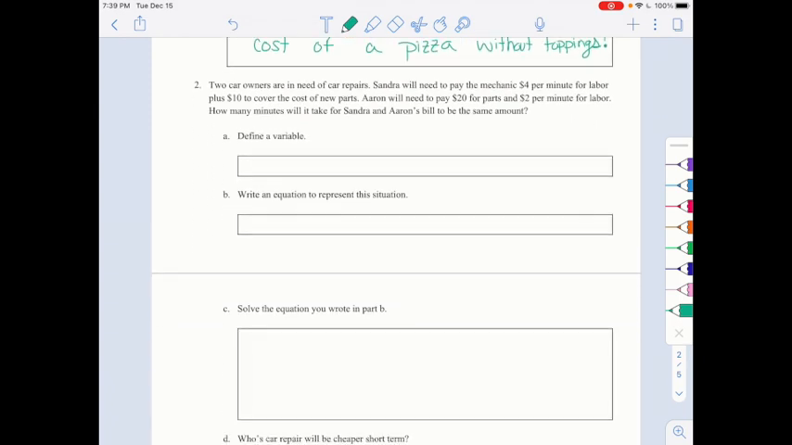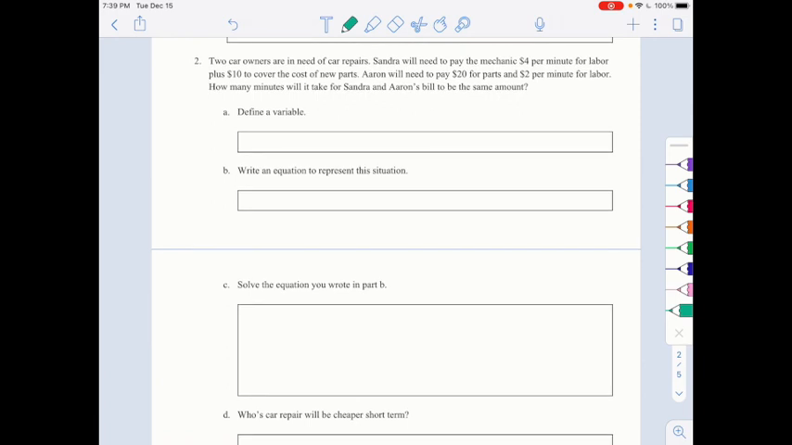All right, second word problem here. Two car owners are in need of car repairs. Sandra will need to pay $4 per minute for labor. That's her pattern. And $10 to cover the cost. That's her 0th term. And then it says Aaron will need to pay $20 for parts. So that's his 0th term. And $2 per minute, which is his pattern.